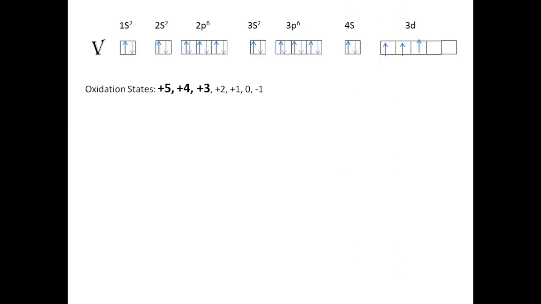Anyway, for vanadium we get several oxidation states, but the bold ones are the major oxidation states. We have +5, +4, +3; +2 is unstable, +1 is unstable. That means what?